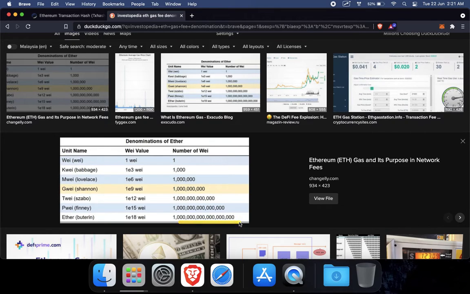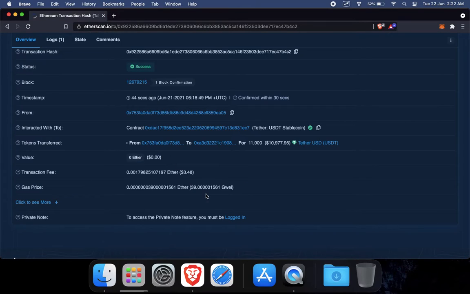18, 18 zeros. What comes with 18 zeros? 1 quintillion, if I'm not mistaken. Anyway, so these are the denominations, but we usually refer to it in Gwei, right, in terms of gas fee. So rather than reciting this big number, we just say 39 Gwei, right, which makes a lot more sense.